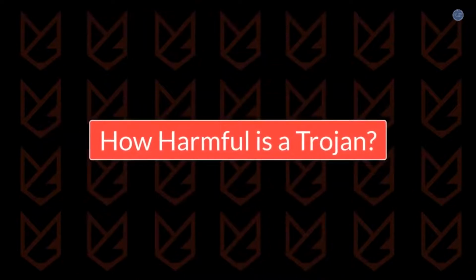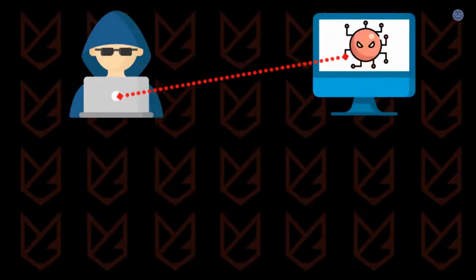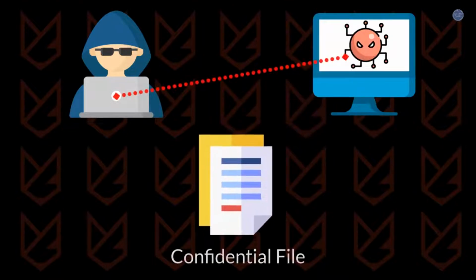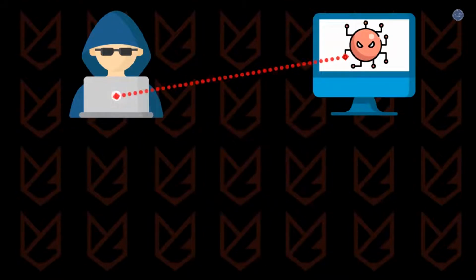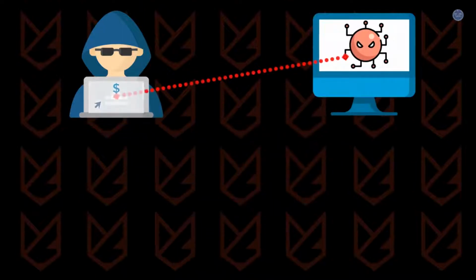How harmful is a Trojan? The Trojan virus is mainly used to provide backdoor access to hackers. So if your PC has a Trojan, the hackers could access your PC anytime. They can access your files, make changes to them, and steal your confidential files. It is also used to spy on other people. For example, hackers might get your banking information and can steal your money.